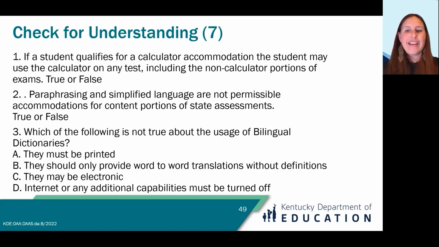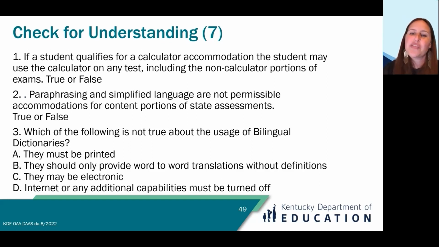The answer is true. If a student qualifies for the calculator accommodation, they are permitted to use the calculator on any test, whether that test allows the use of a calculator or not. Question 2. Paraphrasing and simplified language are not permissible accommodations for the content portions of state assessments. True or false? True. Paraphrasing and simplified language are not accommodations for special populations for state assessments. They can be used for all students for the directions only.